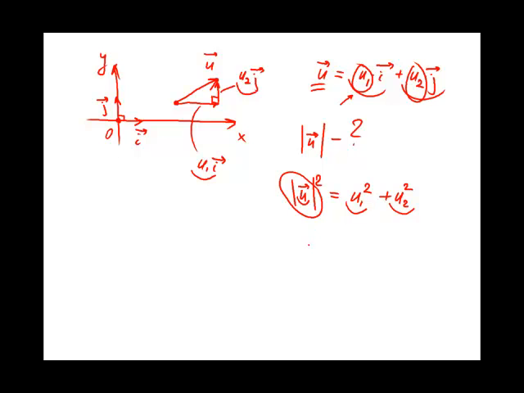So if I take the square root, I get the length, what I need, the length. Square root of u1 squared plus u2 squared.